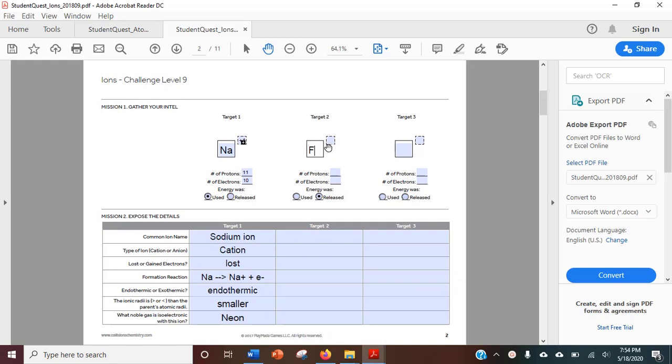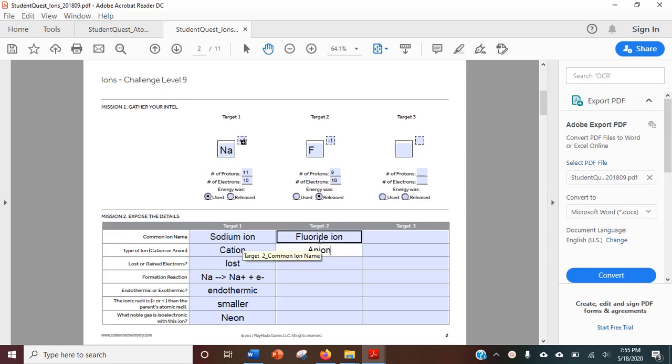So we just did fluorine. It's -1. We had 9 protons. We gained 1 electron, and energy was released. So click the release one. Now, you recall for nonmetals, the base name you keep, but you change the ending to -ide. So this is fluoride ion.